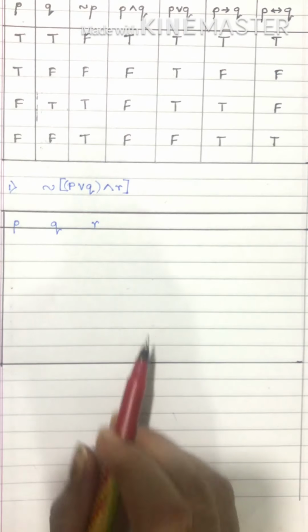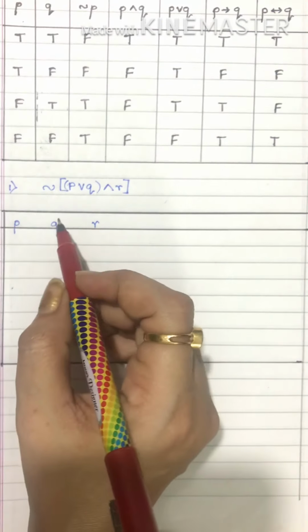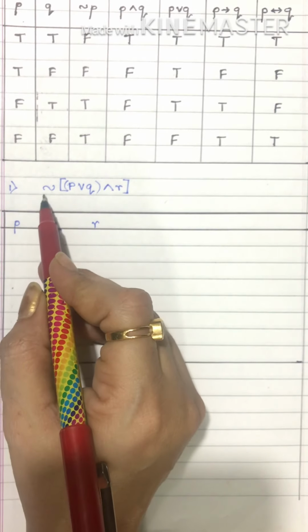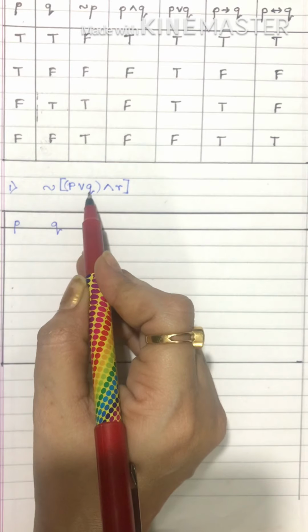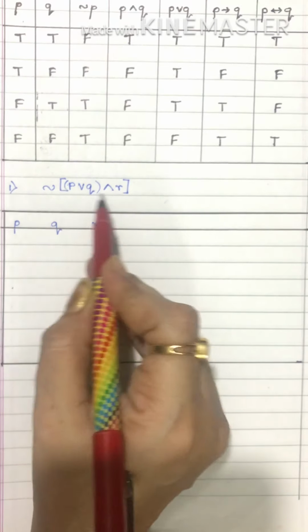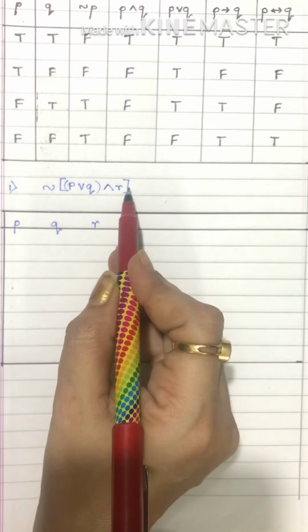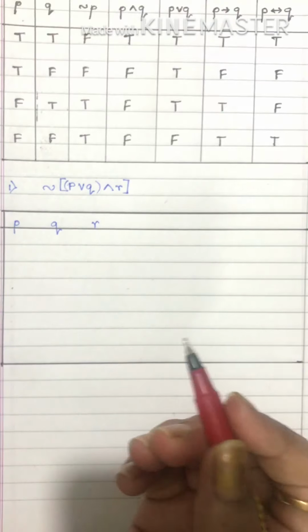Next, just after knowing the values, how results are written using the truth tables, let's take one sum. I have taken this question, negation of (P or Q) and R. Now here see, P, Q, R, there are three statements taken, and this is the question given to us. They are asking us to make a truth table for this.